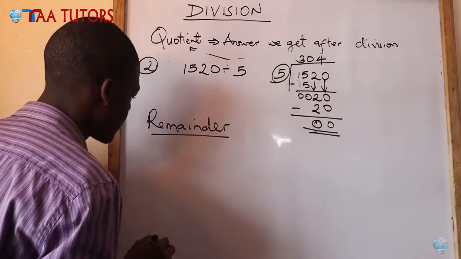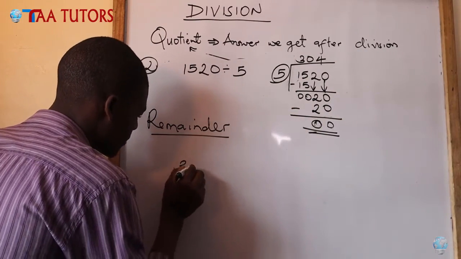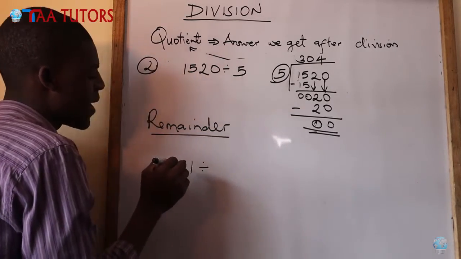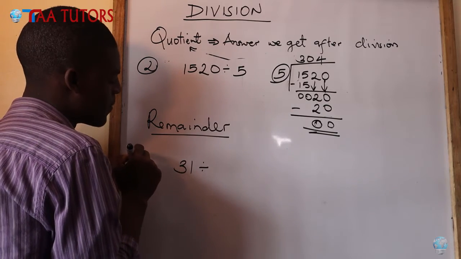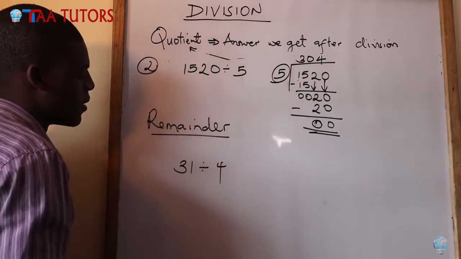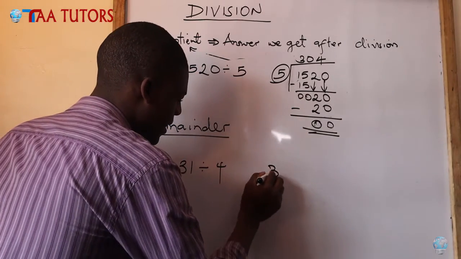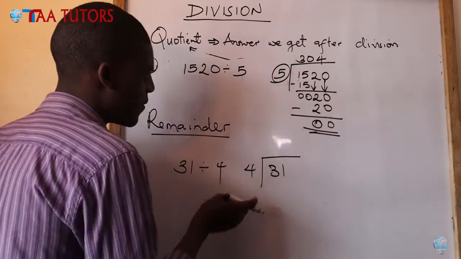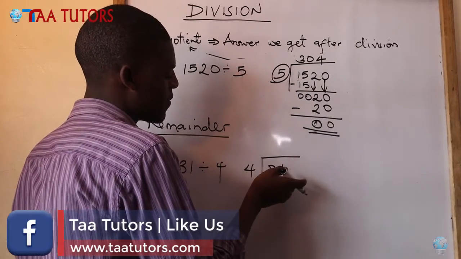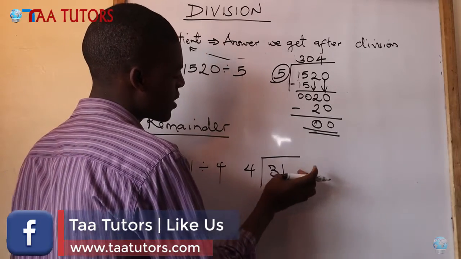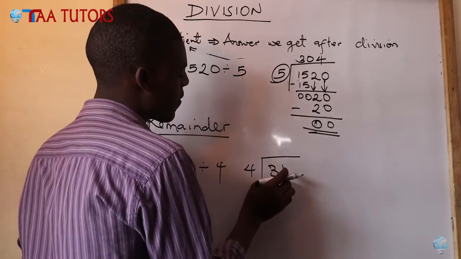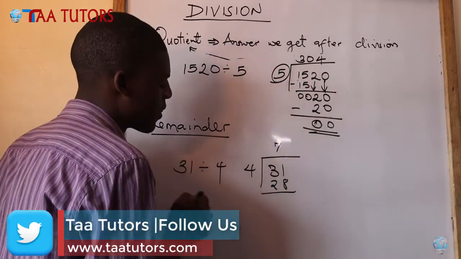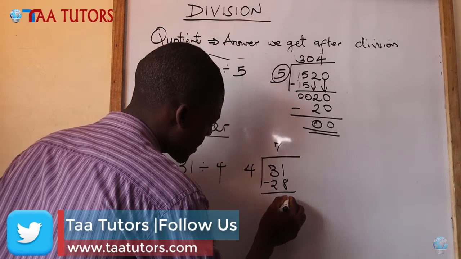A case is 31. When we take 31 and try to divide by, let's say, 4, we will have 31 as the dividend and 4 as the divisor. 4 cannot divide 3, so we will take 31 as a whole. 4 goes into 31 7 times, which is 28. 31 minus 28, the answer is 3.